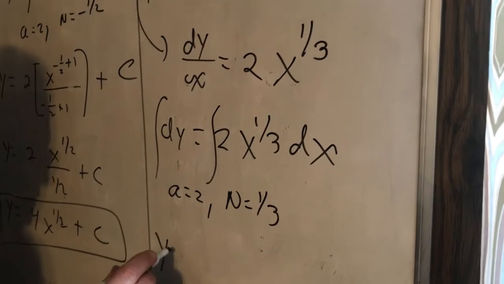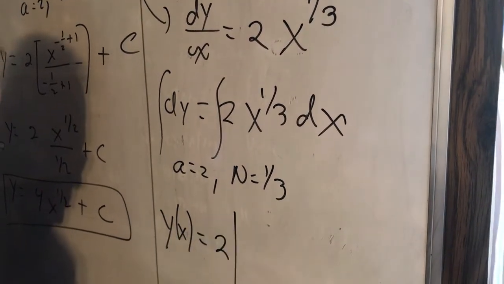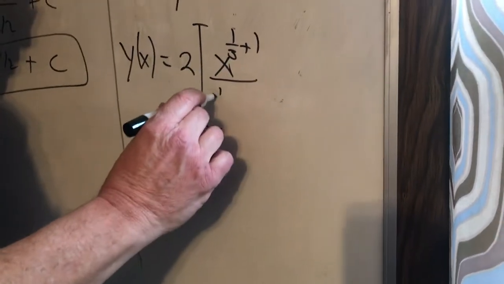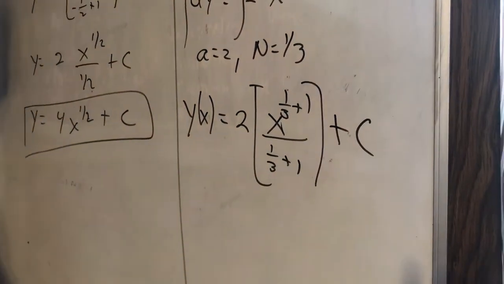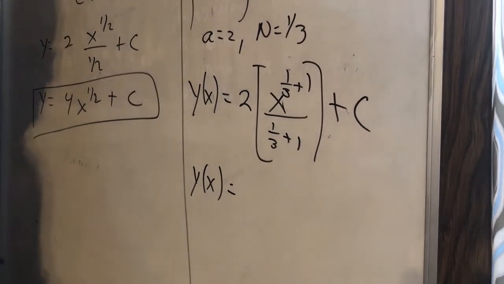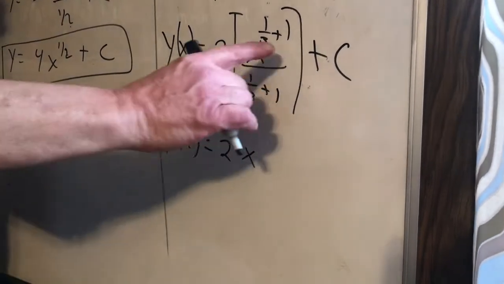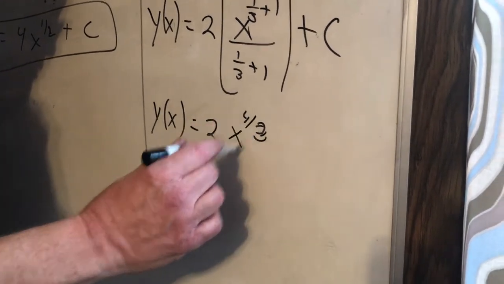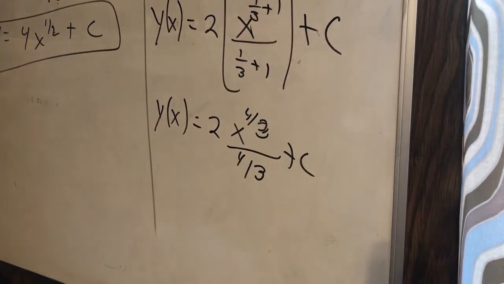Well, that becomes y equals 2 times x to the 1/3 plus 1 over 1/3 plus 1, plus c, the constant. So y of x is going to equal what? 2. Well, what's 1/3 plus 3/3? I can write 1 as 3/3. It's x to the 4/3 over 4/3 plus c.